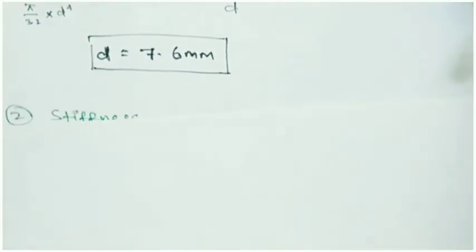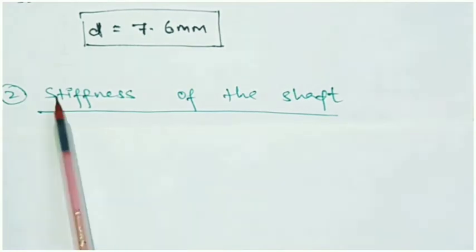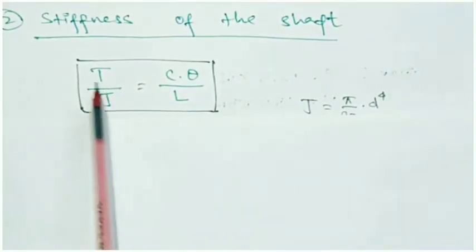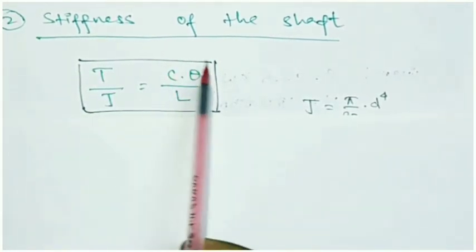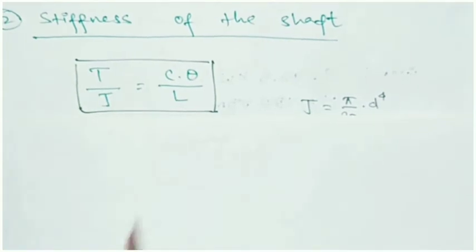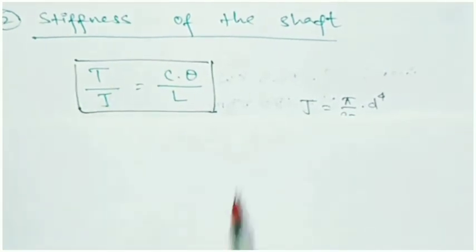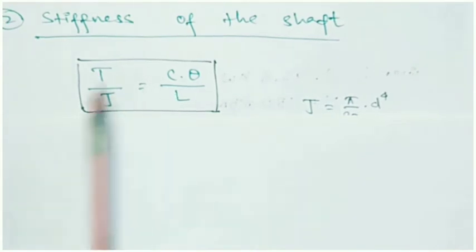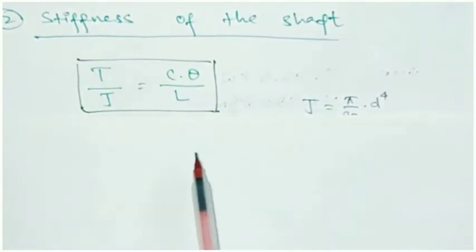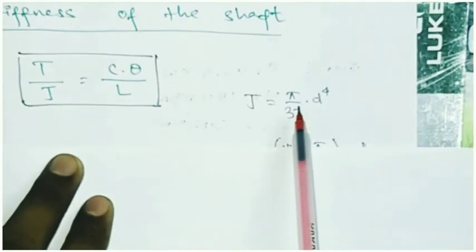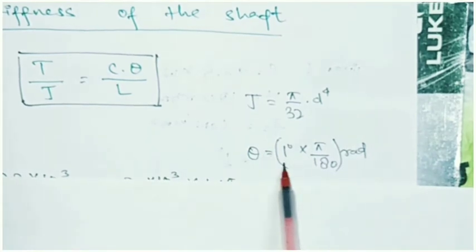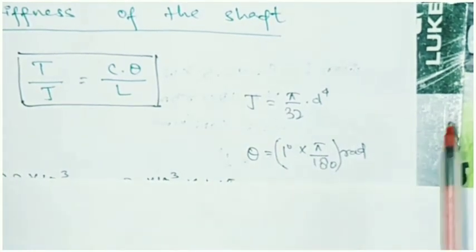Further, we go for the other thing, that is the stiffness of the shaft. So stiffness of the shaft is calculated by T upon J is equal to C theta upon L, where T is the torque, J is the polar moment of inertia, C is the modulus of rigidity, theta is the angle of twist, and L is the length. We can easily notice that all of these values are given in the question. So here J will be taken as pi by 32 into d raised to the power 4, and theta we have already converted into radian by multiplying by pi by 180.